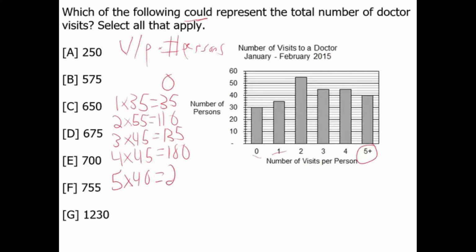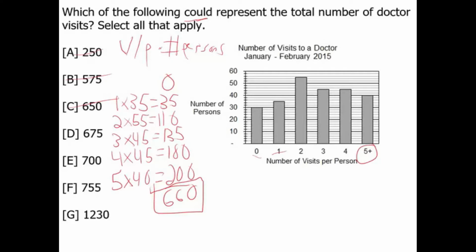That's going to give us 200, which gives us a minimum possible total number of visits of 5 plus 5 is 10. Carry the 1, 4, 5, 8, 16. Carry the 1 here, 1, 2, 3, 4, 6, 660. So the minimum number of visits is 660, which means the number of visits can't be 250, 575, or 650.